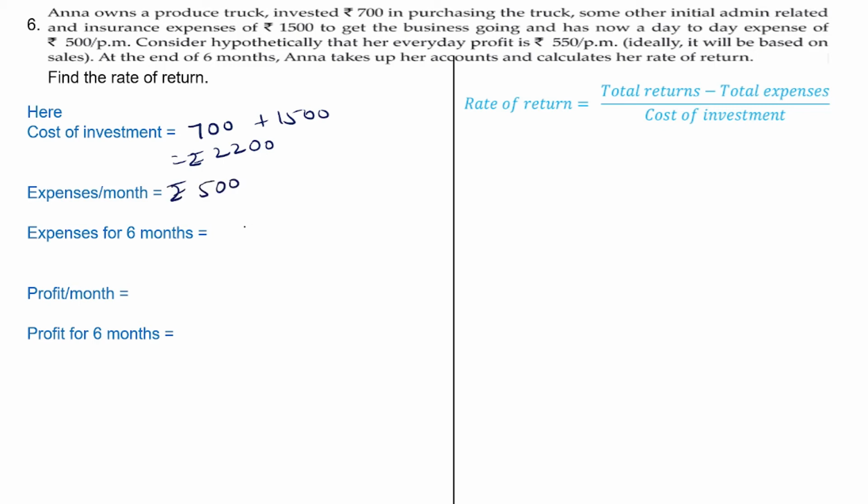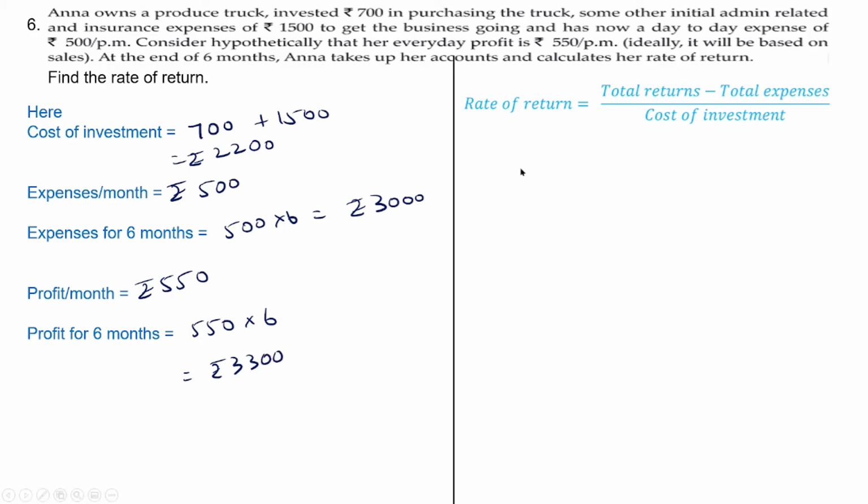So at the end of 6 months, the expenses will be 500 into 6, which is rupees 3000. Then the profit per month is given as rupees 550. At the end of 6 months, profit will be 550 into 6. So it is 3300.